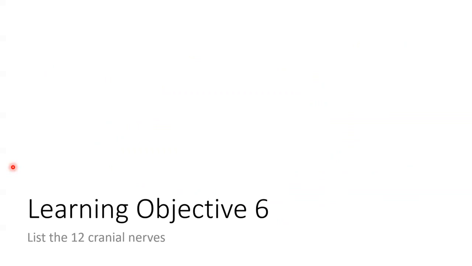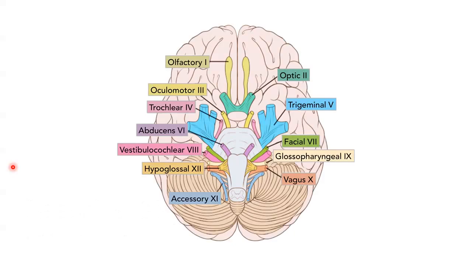Now our last learning objective is to simply list the 12 cranial nerves. So there are 12 pairs of cranial nerves that exit the brain or the brainstem. Each cranial nerve has both a number designated by a Roman numeral, so you will need to know Roman numerals up to 12, as well as a name. So the number indicates the order from anterior to posterior in which the nerves arise from the brain. The name designates either the distribution of that nerve or the function of that nerve.